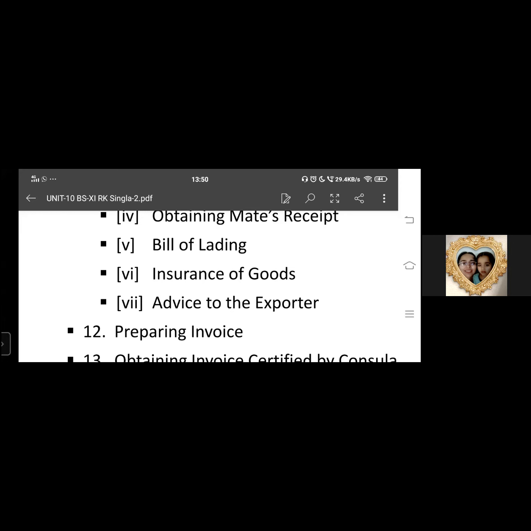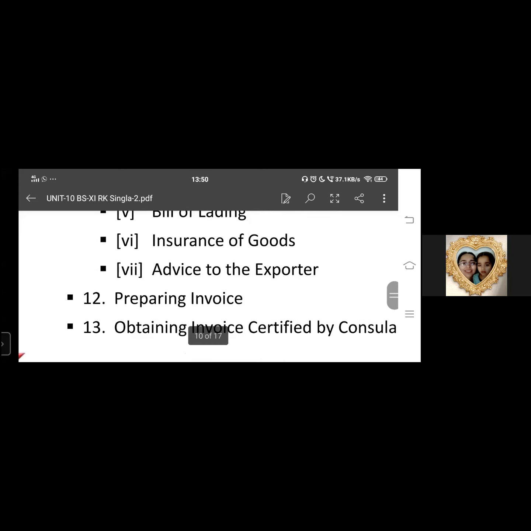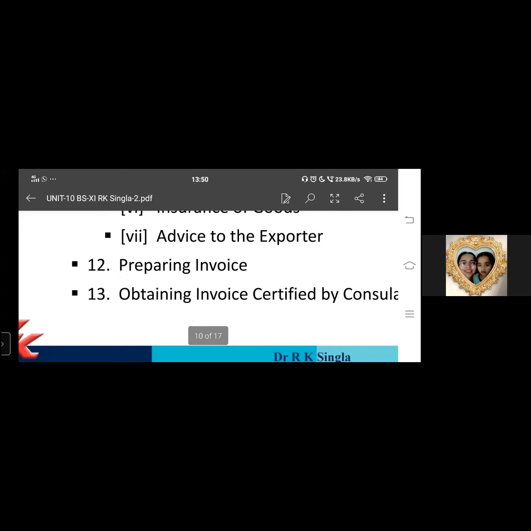After finishing this work completely, the forwarding agent informs the exporter through an advice letter. Along with the advice letter, all the required documents, detail of the expenses and commission are also sent. Jitne bhi usne kharch kiya hai aur jo bhi uski commission banti hai, wo sab exporter ko send karega, right?